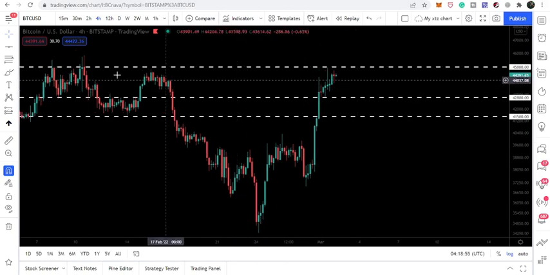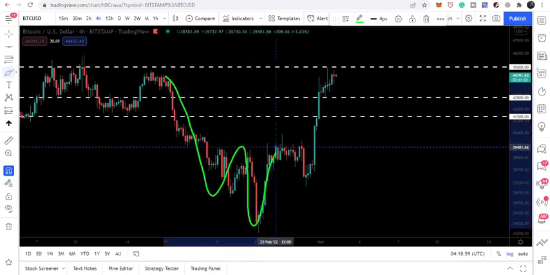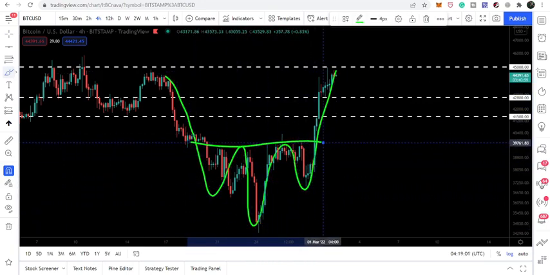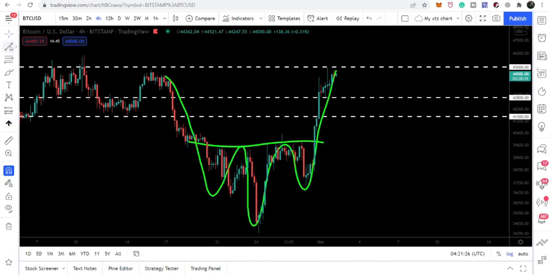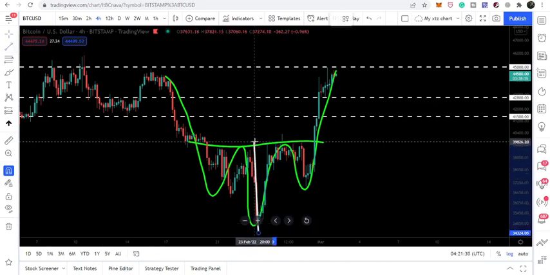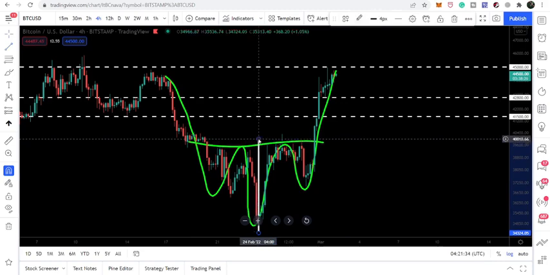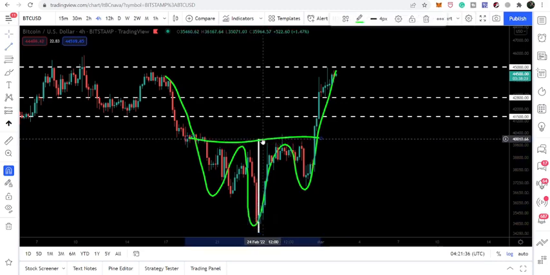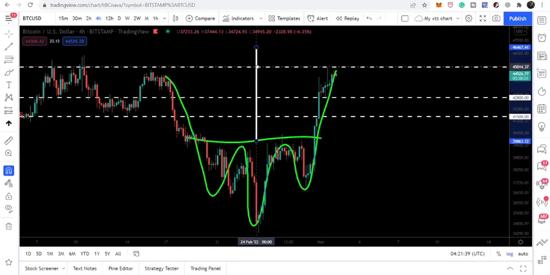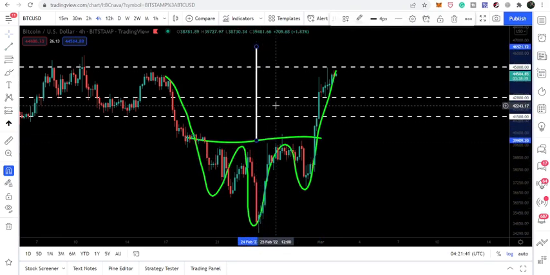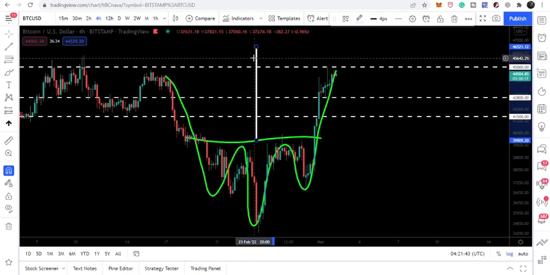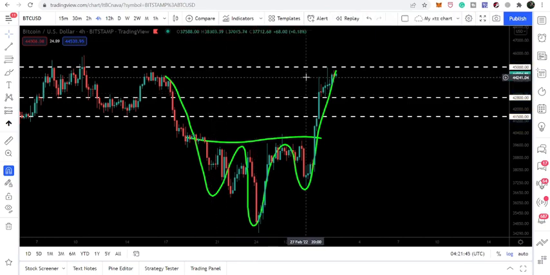And this was the inverse head and shoulder pattern that I was showing you in my previous video, and we have already broken out the neckline of this inverse head and shoulder pattern. And now if we again take a look at the target for this pattern, we have a neckline approximately at $40,000 here, and after the breakout our target can be approximately $46,000, and right now we are struggling to break out $45,000.